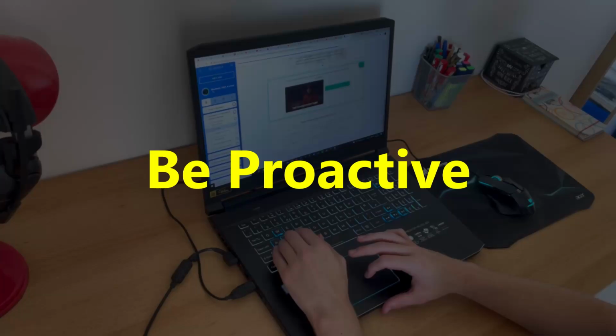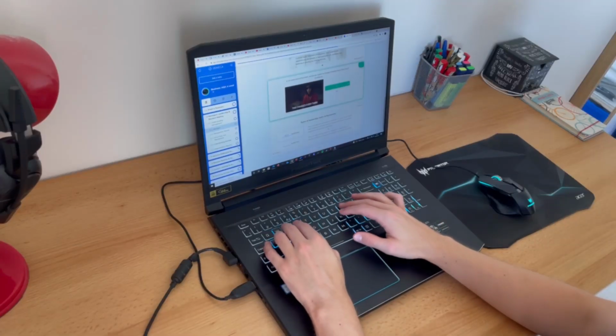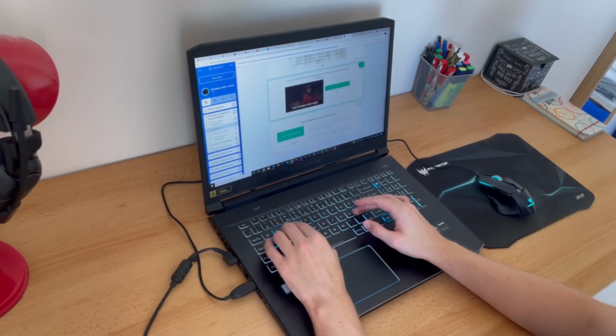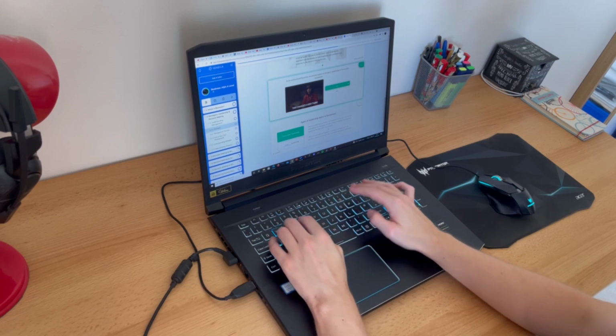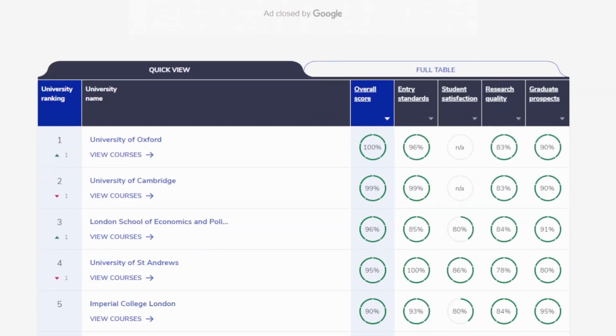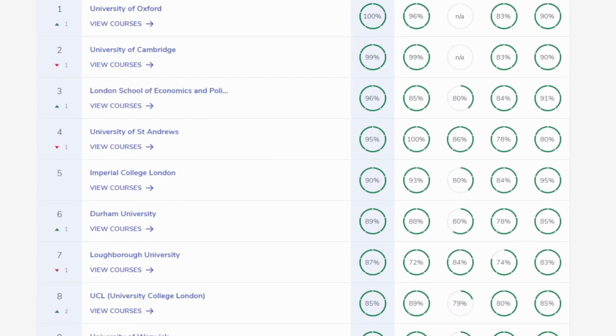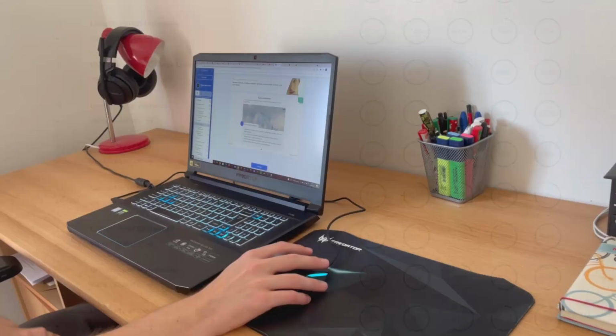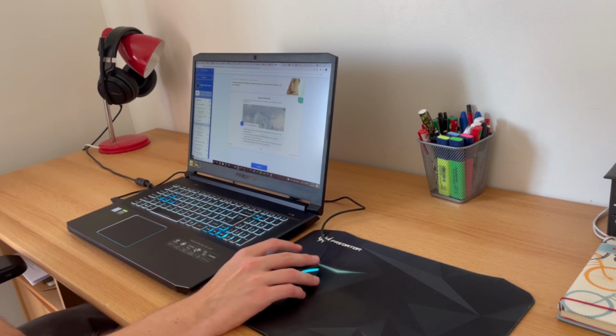Next at number five is be proactive. Make your own situation better instead of letting opportunities pass you by. So, for example, if you need to decide a university to go to, you want to put the time in to research all of your options so that you can make the decision with full confidence that it's the right one for you.